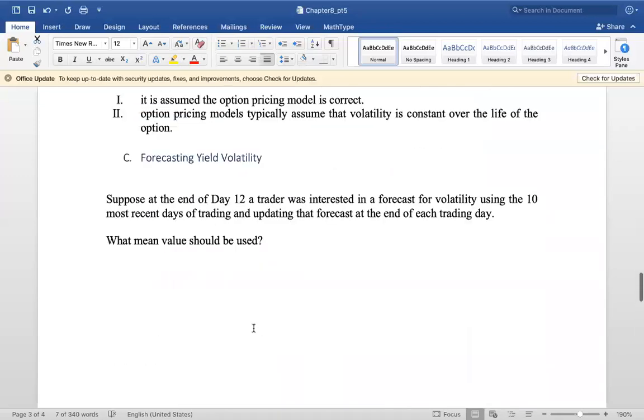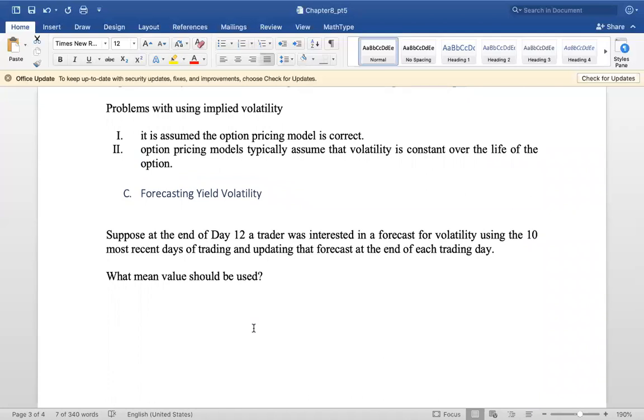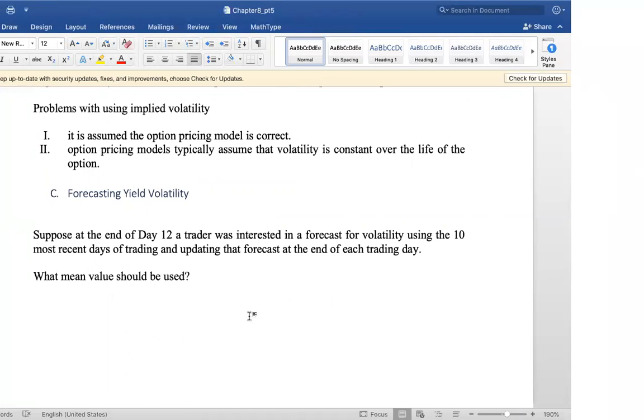Then we have forecasting yield volatility. Suppose at the end of day 12, a trader is entering a forecast for volatility using the 10 most recent days of trading and updating the forecast at the end of each trading day. What mean value should be used? Here, simply, we use the concept of moving average. So the moving average of daily values will be used, and all of you are familiar with how to calculate moving average, or you can refer to exhibit 10 on page number 214 in the book, right?